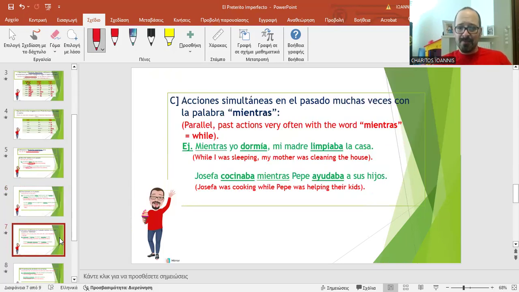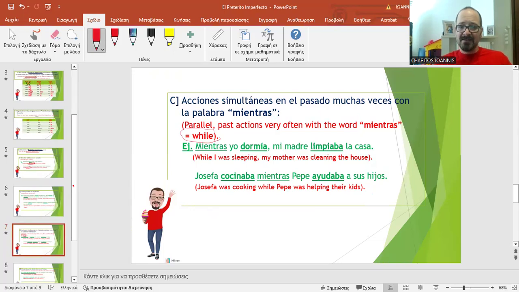Acciones simultáneas en el pasado, muchas veces con la palabra mientras. Parallel past actions, very often with the word mientras, which means, for those who speak English, it means while. Mientras yo dormía, mi madre limpiaba la casa. While I was sleeping, my mother was cleaning the house. So I was in my room sleeping, and at the same time, my mother was somewhere else in the living room, in the bathroom, and she was cleaning.